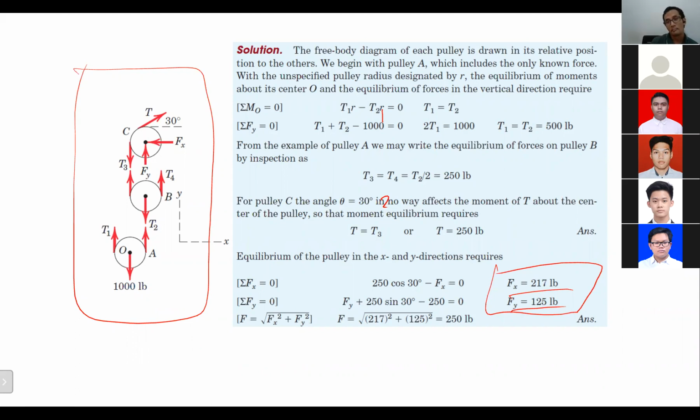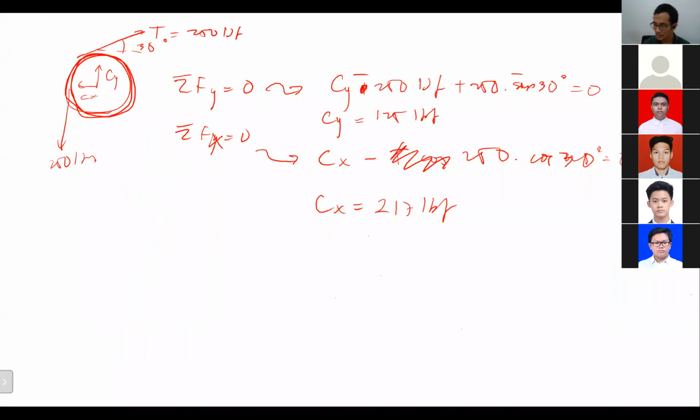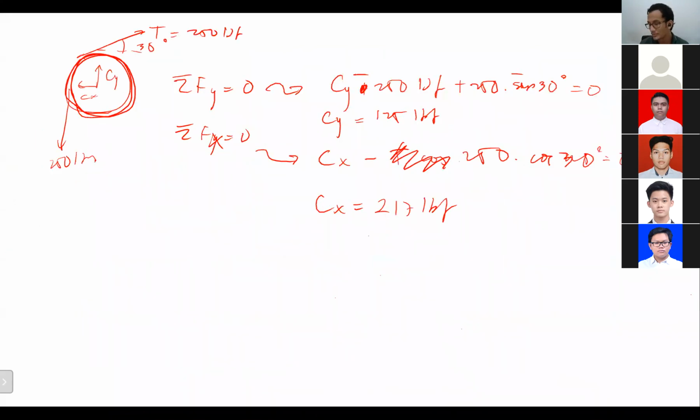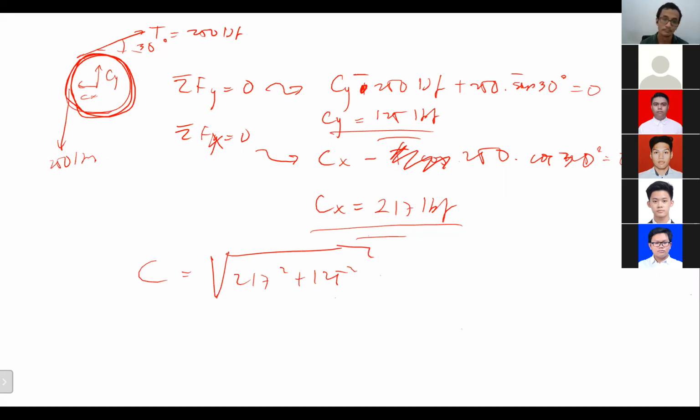So we already found the Cx and the Cy. The next thing to get the final answer is to find the resultant, the magnitude of the total force. You can write the resultant as the square root of 217 squared plus 125 squared. Normally, solving until Cy and Cx is already good. Okay, thank you, Pak.